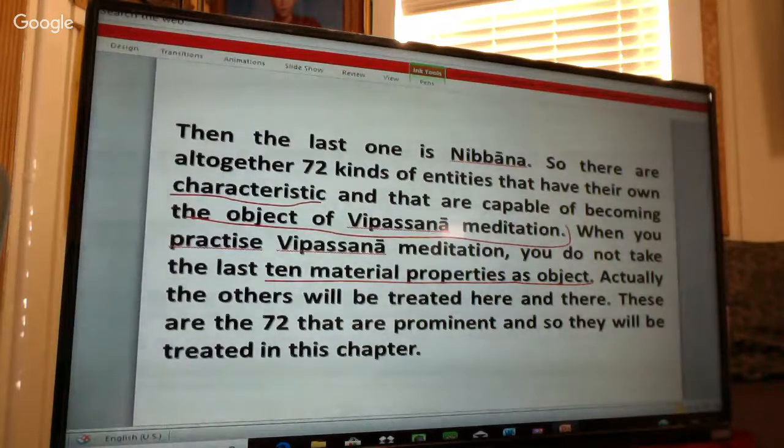But it is used in samatha meditation. I mean, not Vipassanā; samatha meditation is possible with it. The paññatti, the conventional truth, is useful for samatha meditation. But for Vipassanā meditation, no, it's useless. So we need to understand like that. Actually, the others will be treated elsewhere. So the altogether 72 are prominent, and they are treated in this chapter 7. So we learn only 72 kinds of phenomena in this chapter.